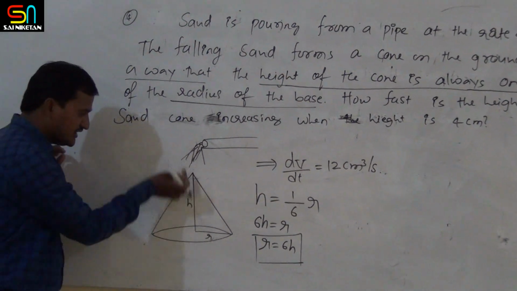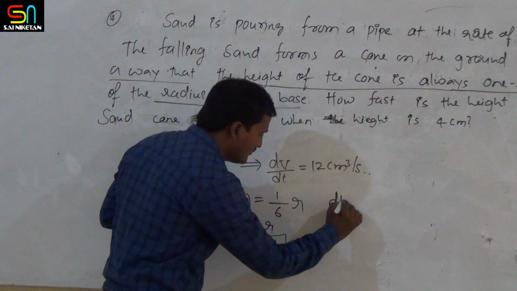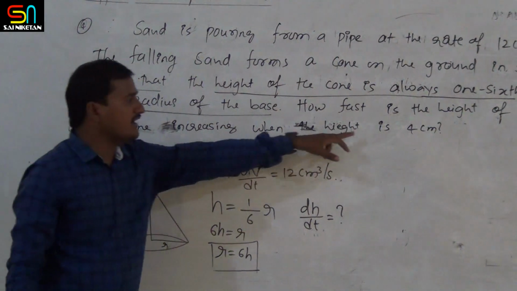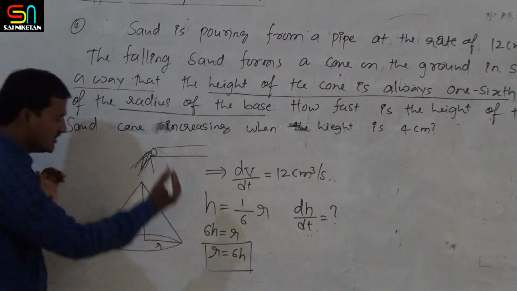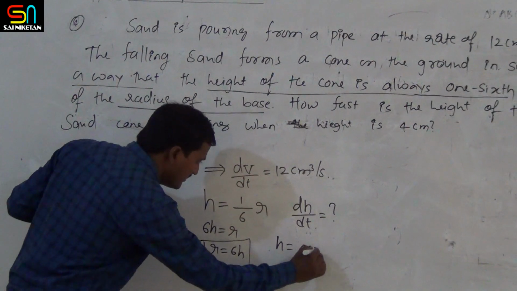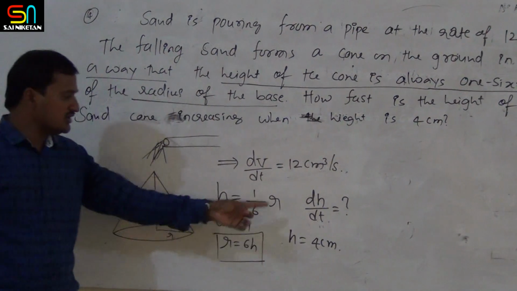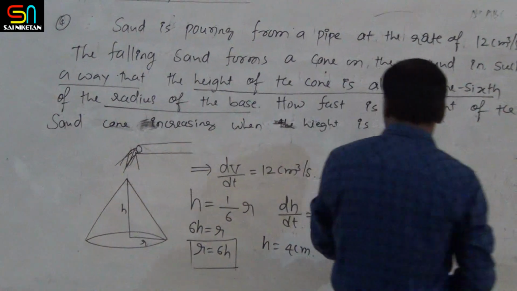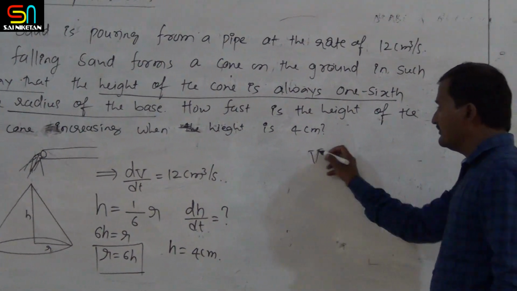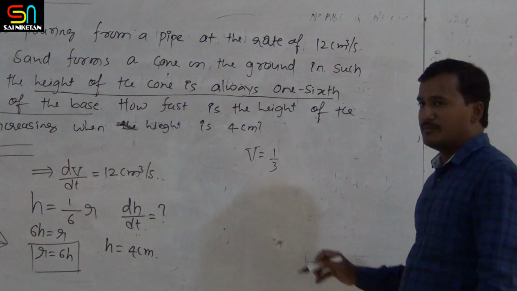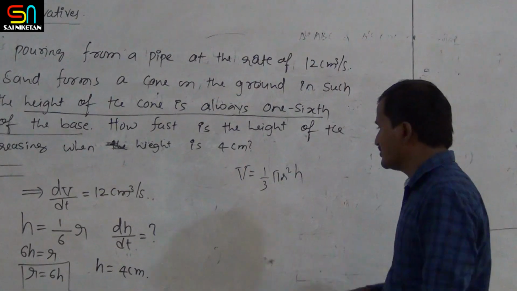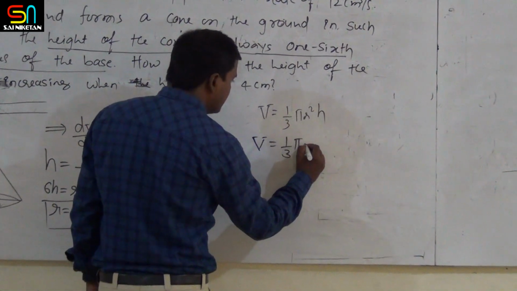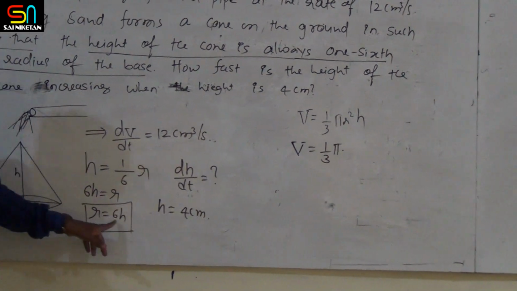Next, how fast is the height of the sand cone increasing? Height of the sand cone increasing means clearly we have to find dh by dt is equal to question mark when the height is 4 centimeter. Clearly, at any instant the height of the cone is 4 centimeter. Using all these, we should find dh by dt. Before that, what is the volume of the cone? Volume of the cone is equal to 1/3 pi r squared h. So V is equal to 1/3 pi into, here what is the value of r? r is equal to 6h.